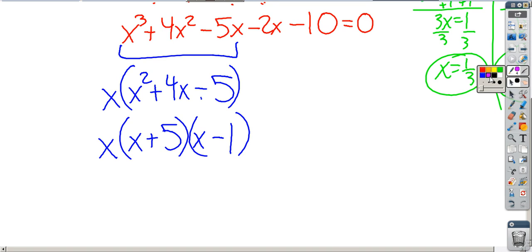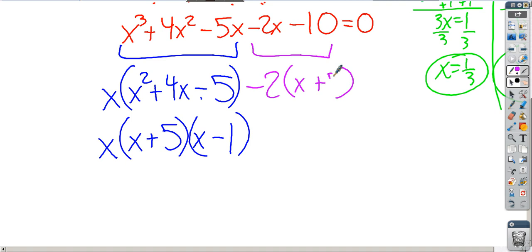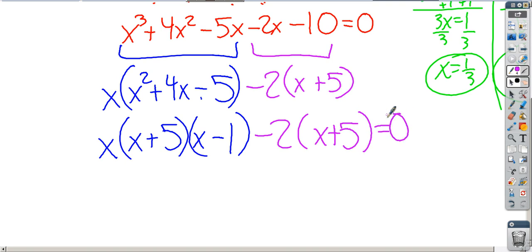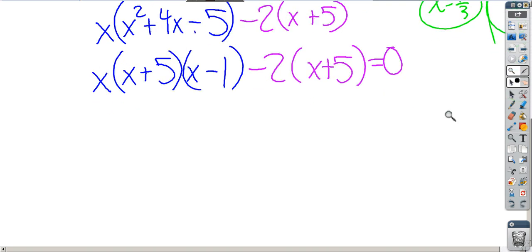Okay, let's see if we can make that happen in the other one. So with these two right here, they both have a negative 2 in common. So if I divide negative 2x by negative 2, I get x. If I divide negative 10 by negative 2, I get 5. Let me just rewrite it right here. And now you may notice that we do have the same thing in both parentheses. They both have an x plus 5.